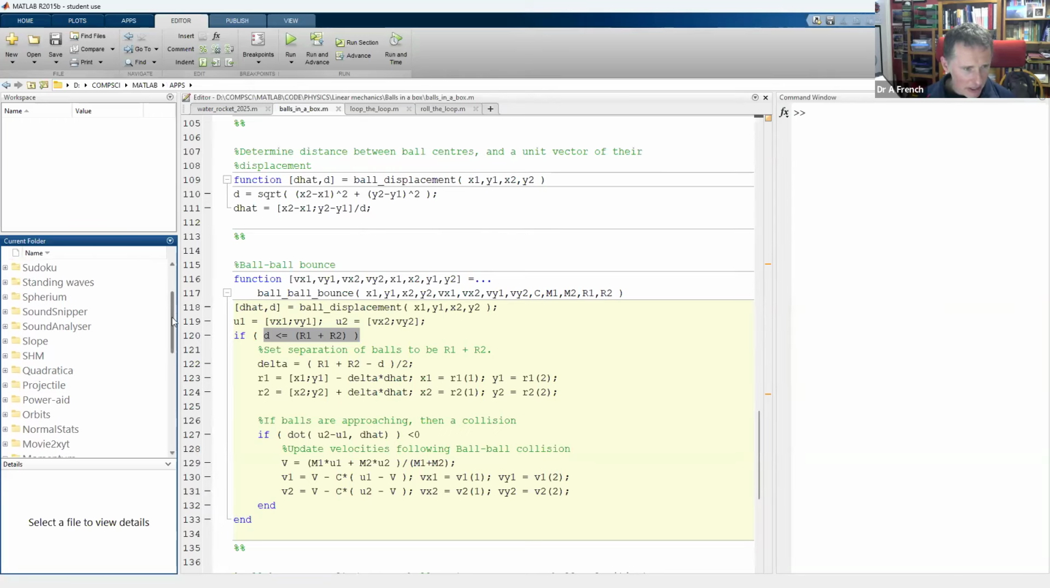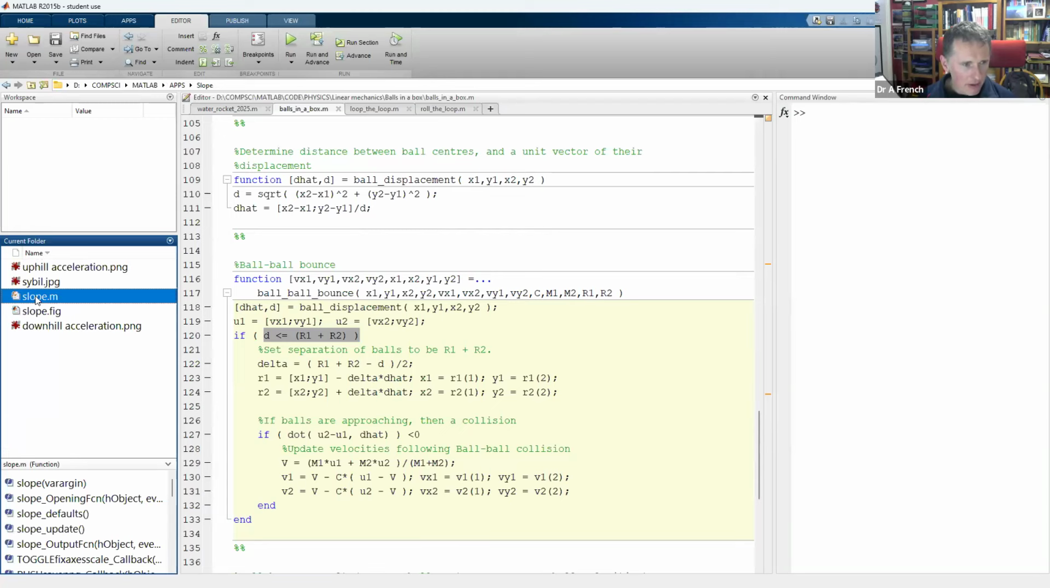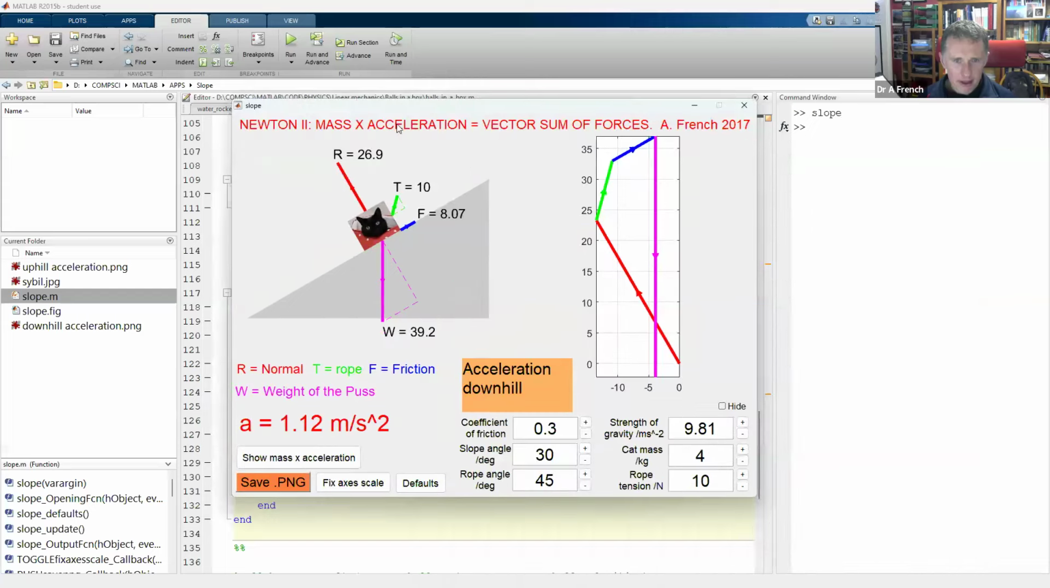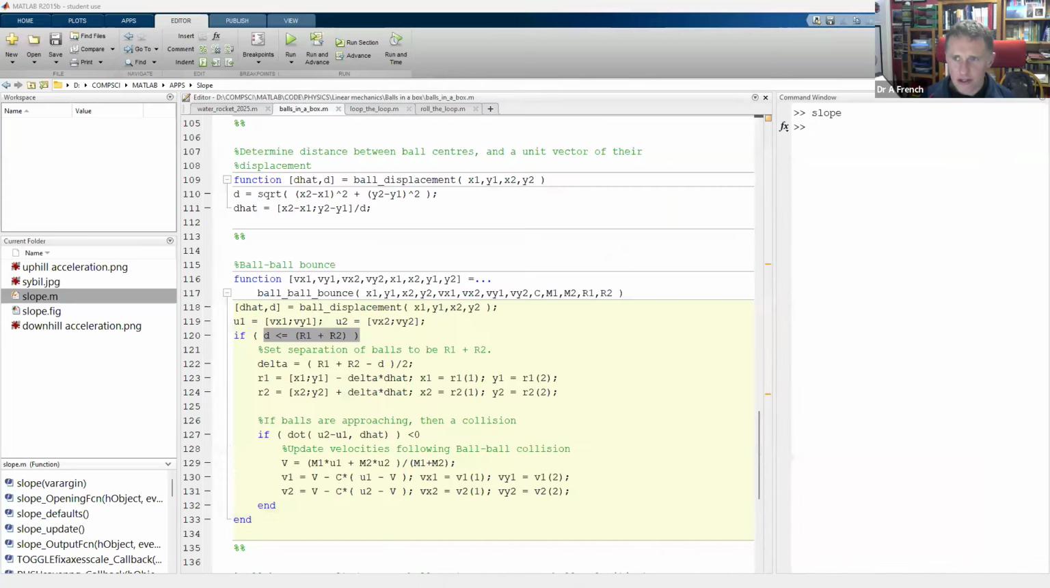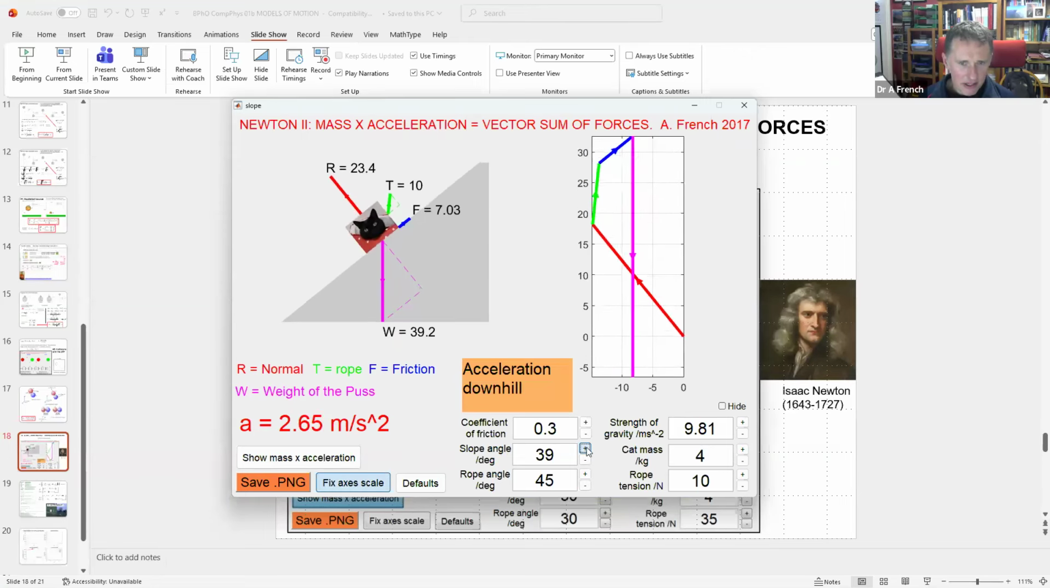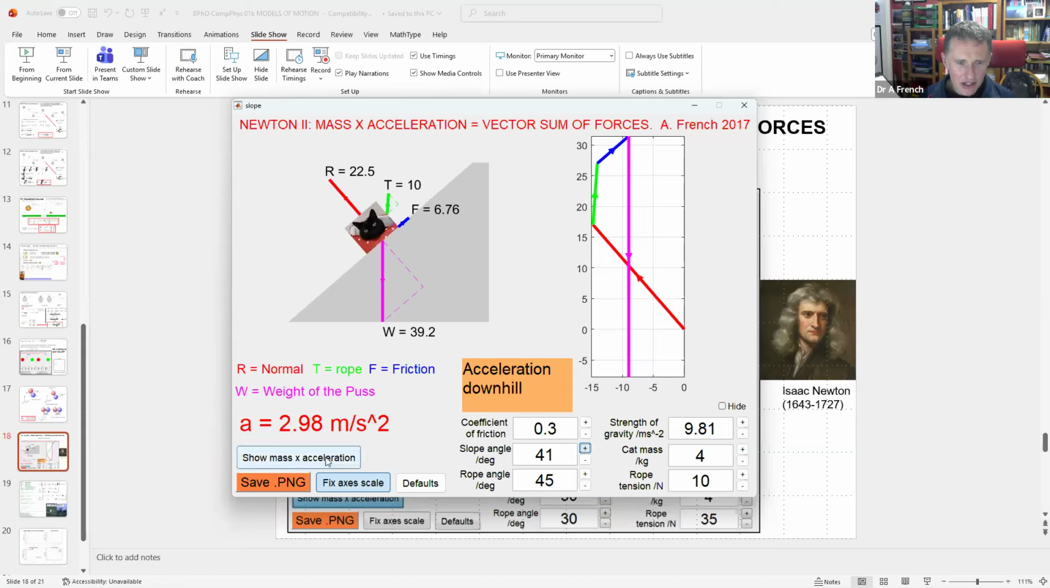Lots of these little programs. We want slope. There we go. So if I run this, hopefully the cat should appear. There you go. And if I just make that a bit smaller. So here's your cat on the slope. And if I fix the axis scale, I can modify the angle of the slope like this. There we go. And everything dynamically changes.